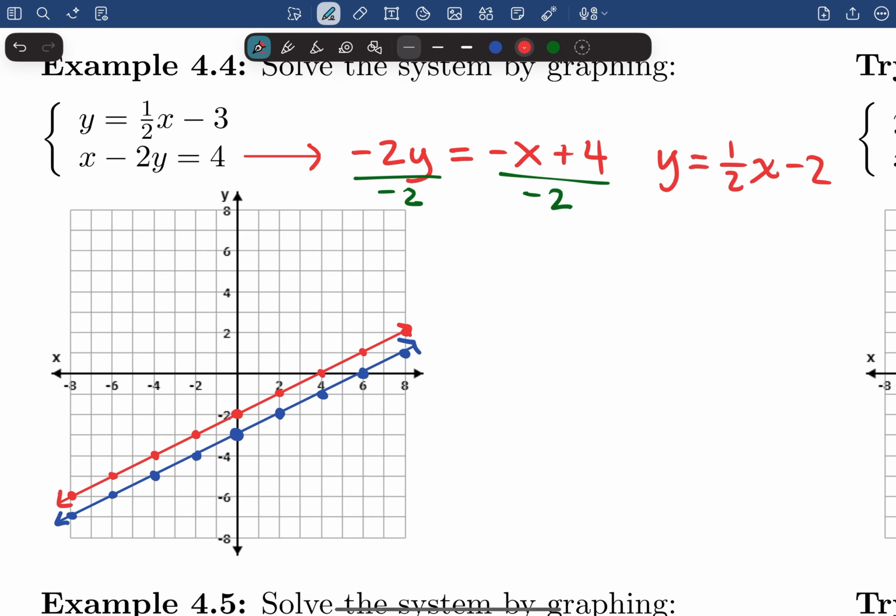Wait a second. These lines do not touch each other, and they always stay the same distance apart. Why is that? Because they have the same slope. Remember, two lines are parallel if they have the same slope and different y-intercepts, which is the case here. Okay? And so we will write that there is no solution. Since these lines never touch each other, there is no solution to this system of equations.